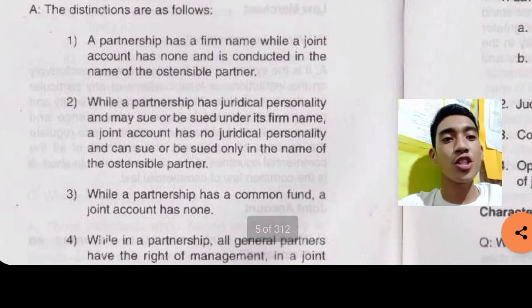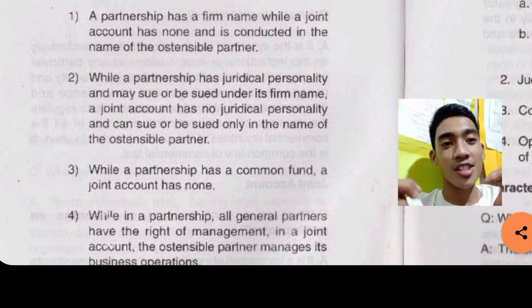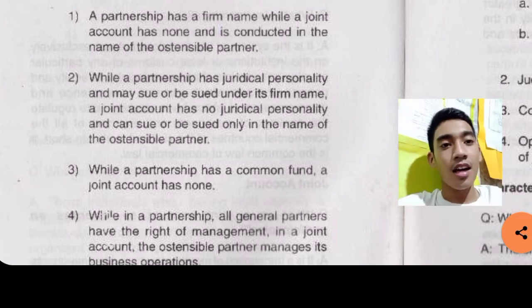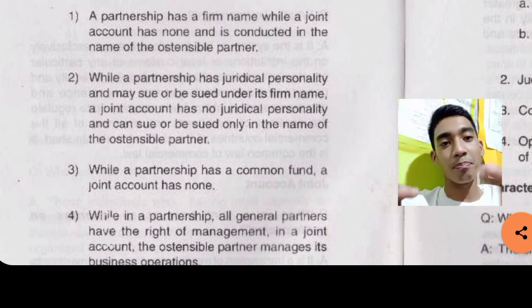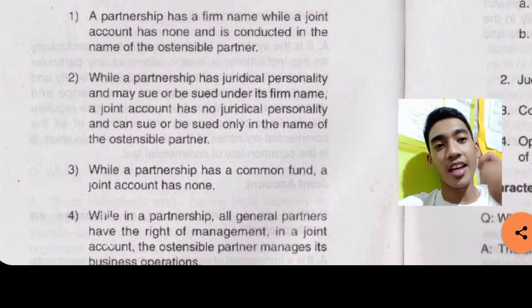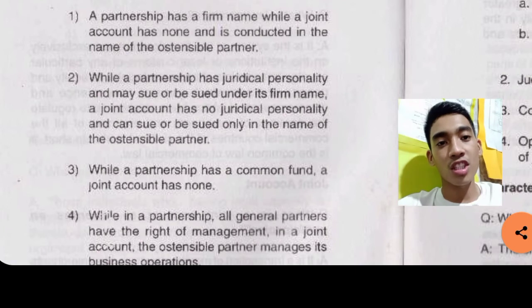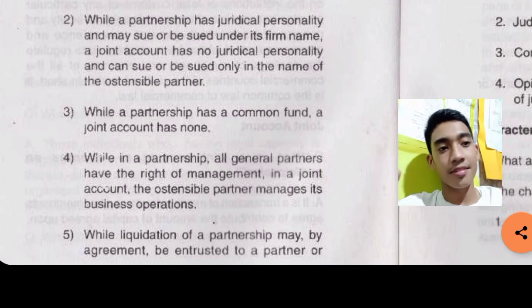While a partnership has juridical personality and may sue or be sued under its firm name, a joint account has no juridical personality. So it can only be sued in the name of the ostensible partner, not the entire partnership. Therefore, if you will file a case against those persons under the joint account, file it in the name of that ostensible partner. While a partnership has a common fund, that's the objective, a joint account has none.